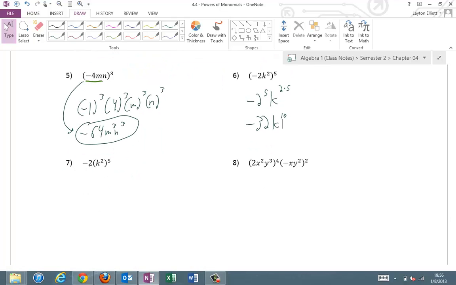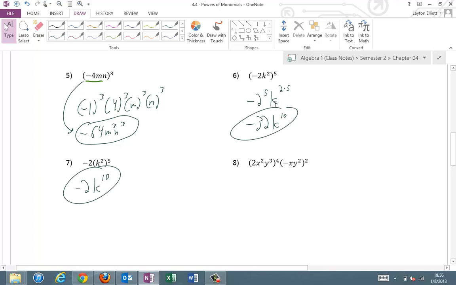Number 7, that negative 2 is a coefficient. It is not being raised to the 5th power, so that's going to stay as a negative 2. But then the k squared is negative 2k to the 10th. Let's circle all these.